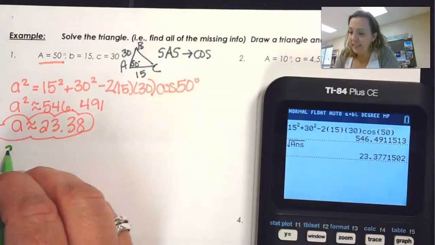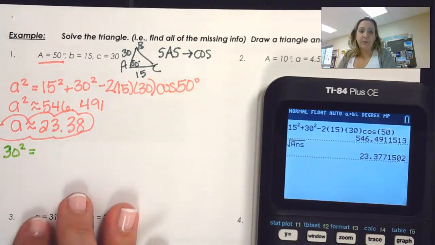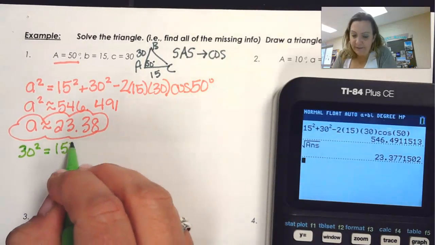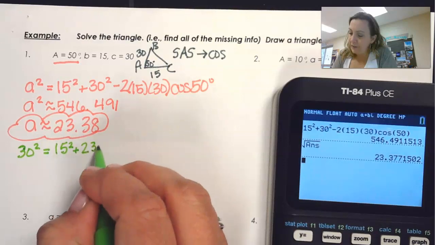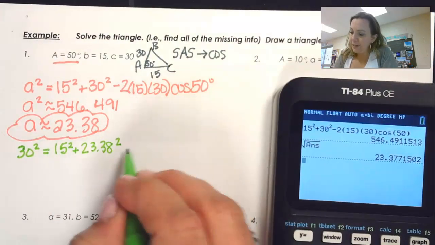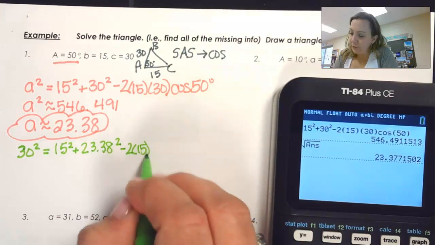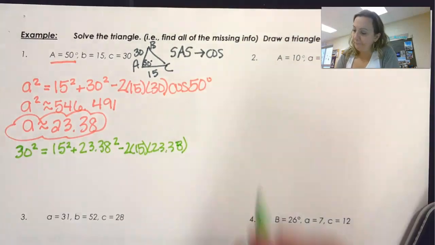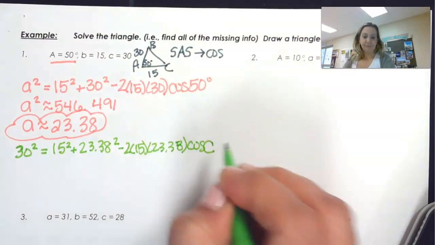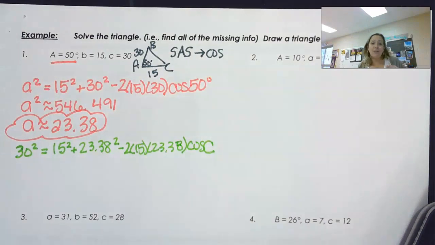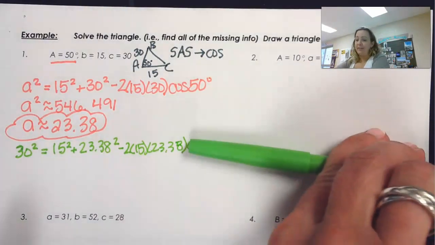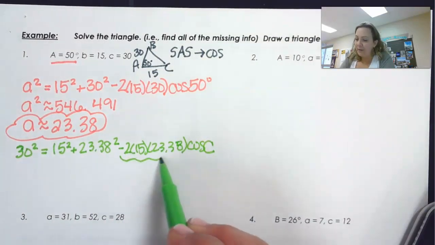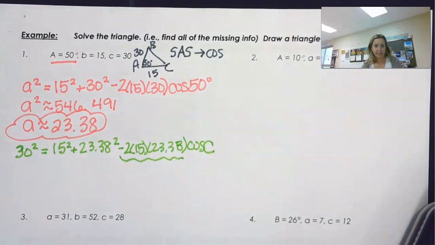Let's say that I chose to find angle C. If I want to find angle C, that means I'm going to start with c squared over here on the left. And then I'm going to have the other two sides, 15 squared plus 23.38 squared minus 2 times 15 times 23.38 times the cosine of C. Now, I want to make sure you understand that all of this is not the coefficient of the cosine of C. This is the only thing that is the coefficient of C.